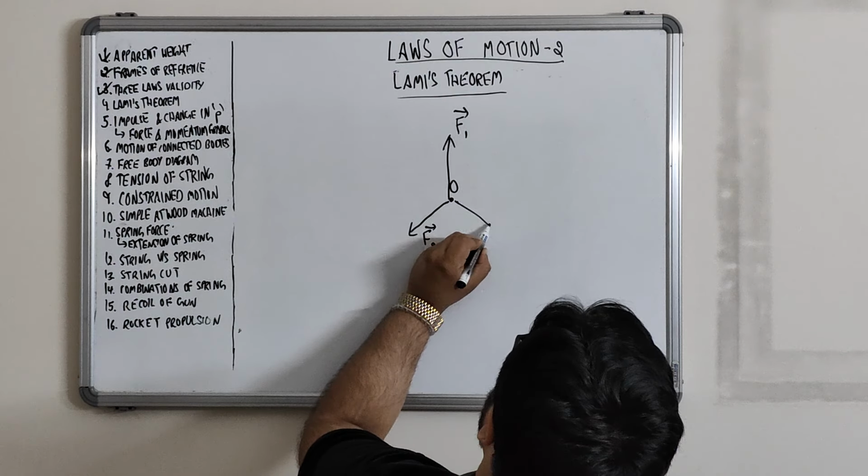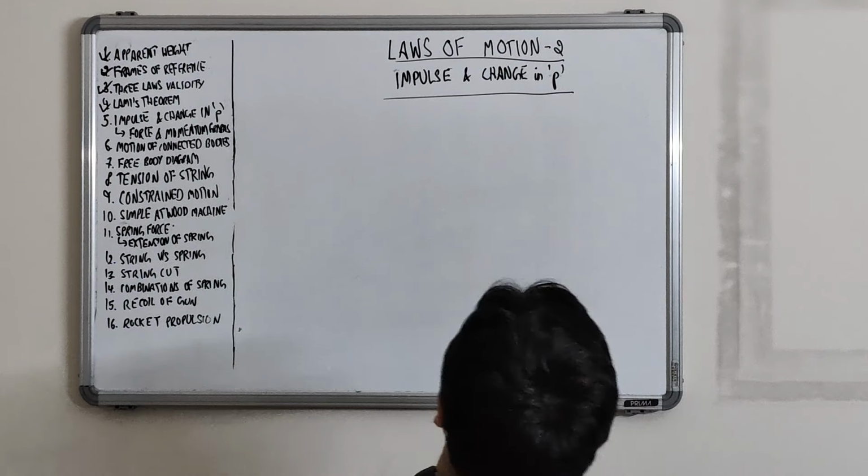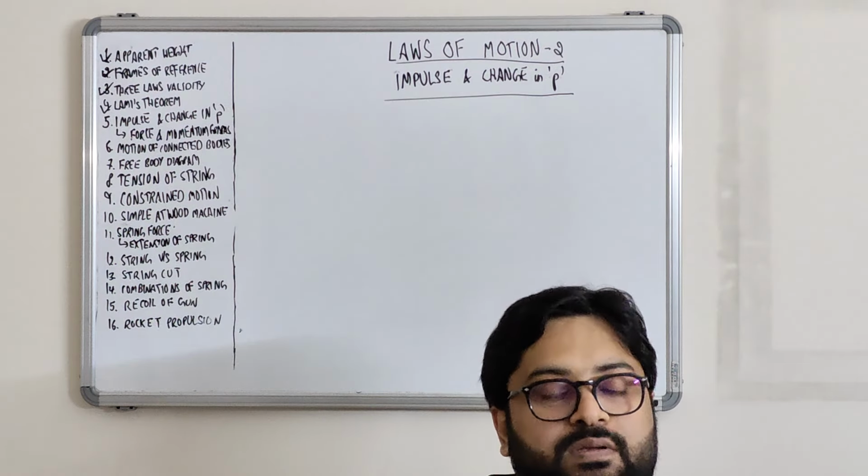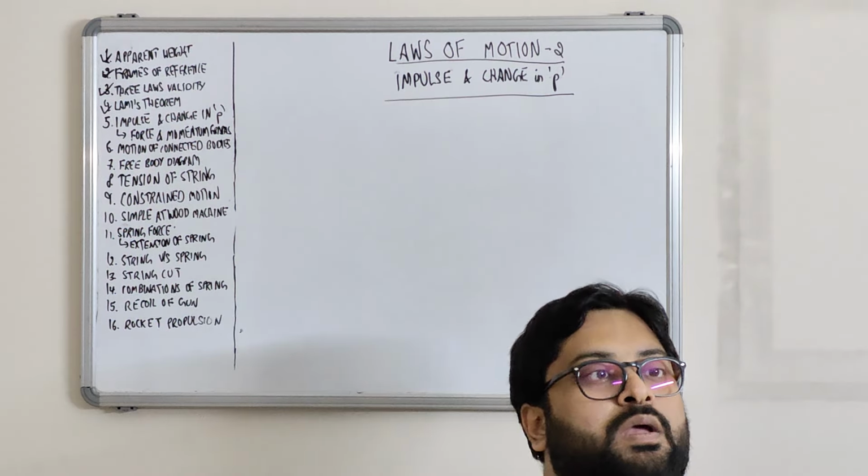Coming to an important topic, impulse and change in momentum. What is impulse? If you remember, I have put a post on my Instagram. What that discusses is what happens when two bodies collide, and even though the bodies are moving uniformly, still there is a change in velocity, there is an acceleration. Why? Because of some force. Now that force, it's the impulse.